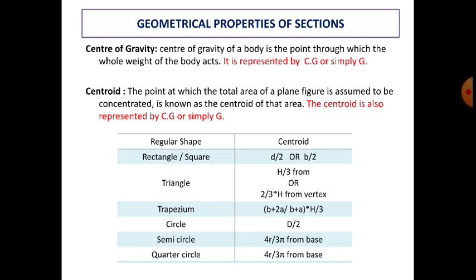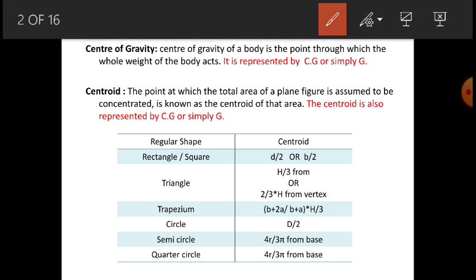Next is the triangle. For a triangle it is h by 3 from the base. When you measure from the base, it is h by 3, and when you measure from the vertex or the apex, it is 2 by 3 h.